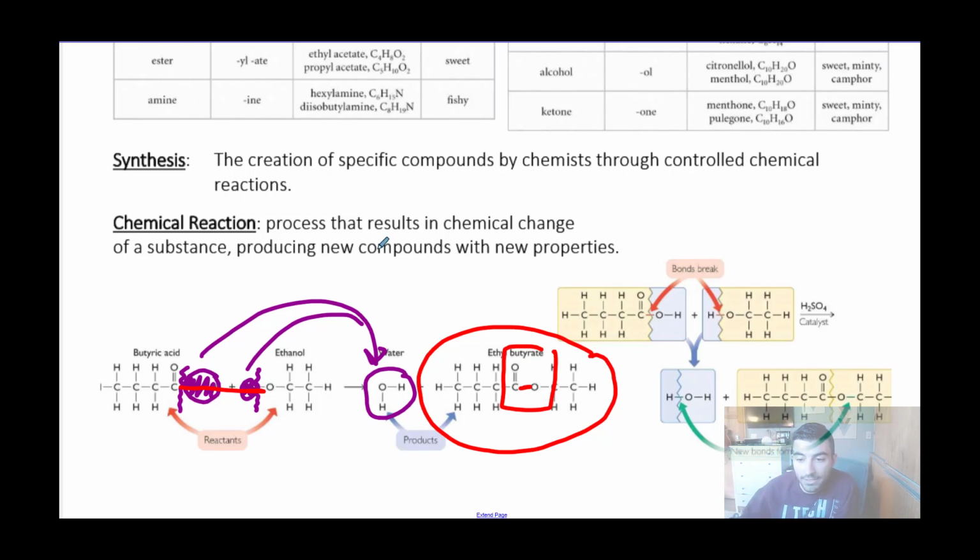The name of this is ethyl butyrate. Remember, we named the ester. The first part of the name comes from the alcohol. We drop the -anol and we add -yl, so ethyl. And then we add -ate. We drop the -ic acid and we add -ate to the carboxylic acid name, so ethyl butyrate.